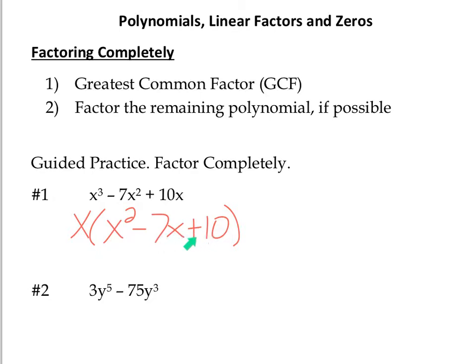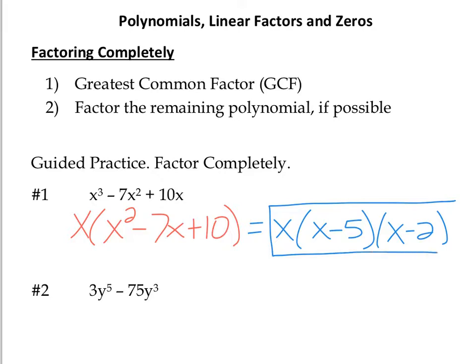Now I'm going to look at what I have left over here in parentheses and see if I can factor that any further. And since I can, I need to do that. To factor it completely, x is still one of the factors, and then I have x minus 5 and x minus 2, because negative 5 times negative 2 is 10, and they add up to negative 7. That's the correct factoring. This is factored completely.